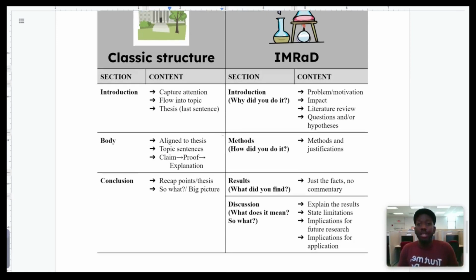So that's just like the classic section, the so what, the big picture. What can we do with this knowledge now that we have it? What can we do with this data? How does it affect future studies, and how does it affect our lives? And that is the IMRAD structure.